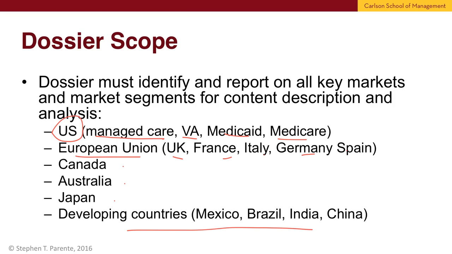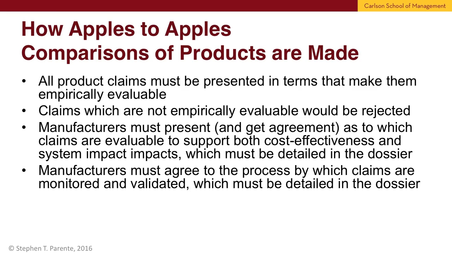And when this is done, the dossier really needs to make sure that there are apples-to-apples comparisons being made. That's why we use one term, quality-adjusted life years saved, or some other terms too, but all the technologies that you're comparing to must use that same terminology. So the product claims must be presented in terms that make them empirically evaluable. The claims must not be rejected.